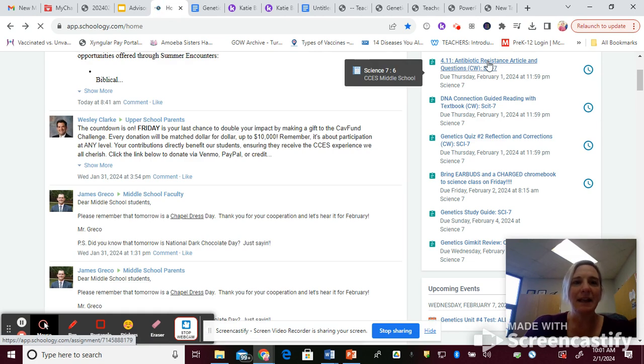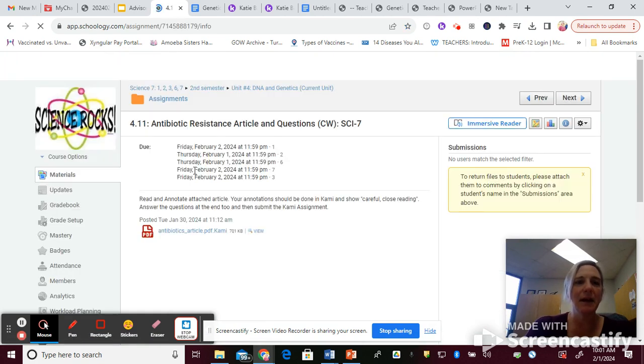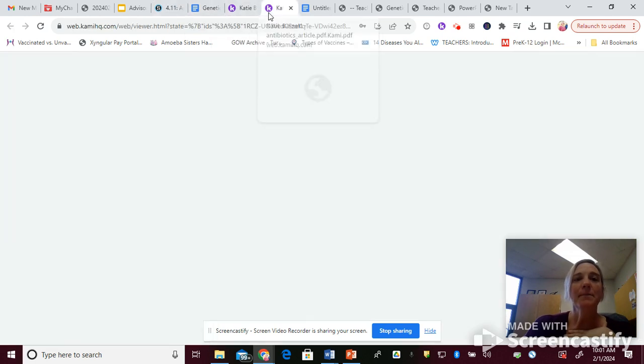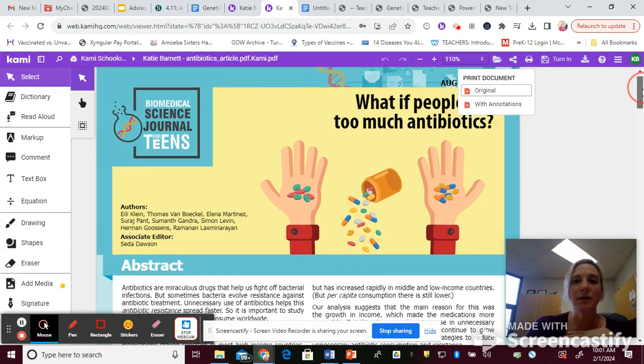You open this, and the directions tell you that you need to read and annotate. Your annotations should be done in Kami and show careful, close reading: underlining, writing things off to the side, questions. Then there are questions at the end, and you submit it in Kami. If you would rather do this on paper, the substitute will have copies that you can do and just turn into the box. When you open it up, this is what it looks like, and this is the article.